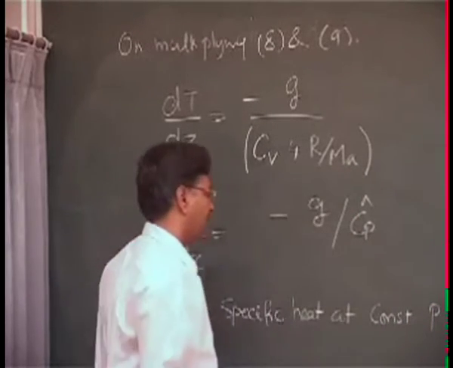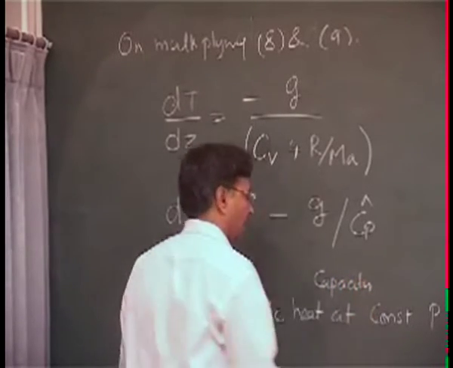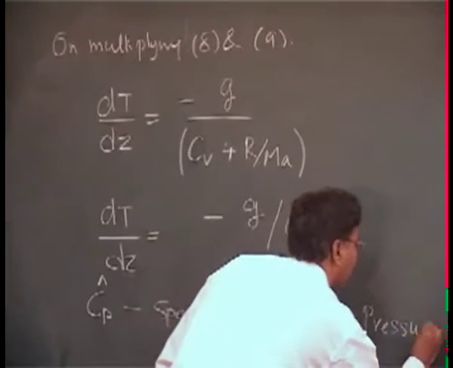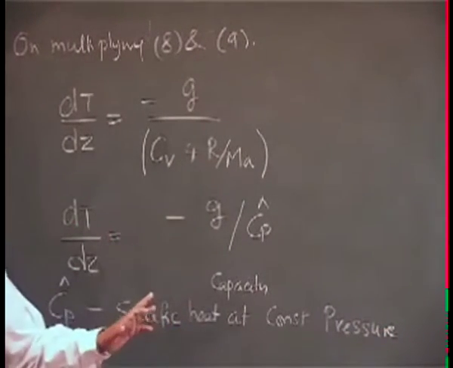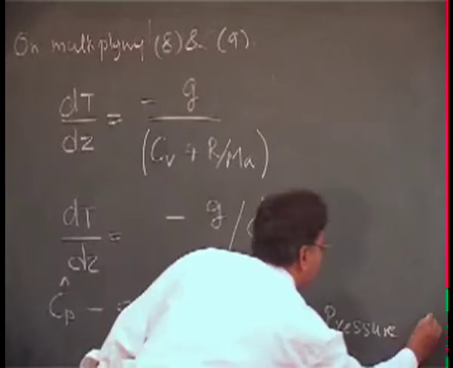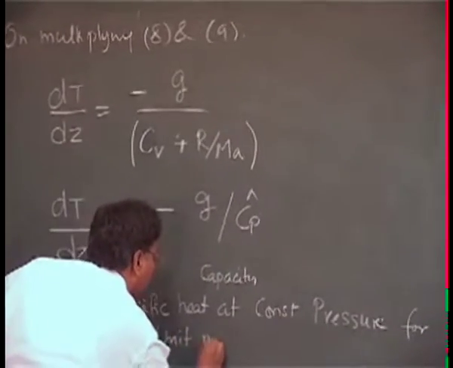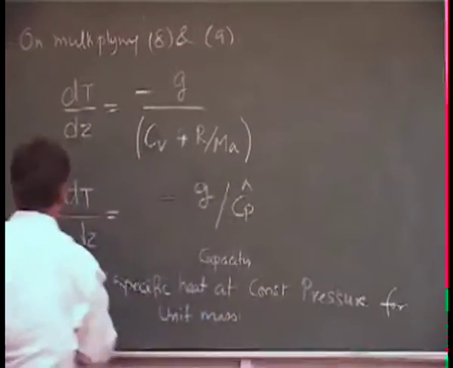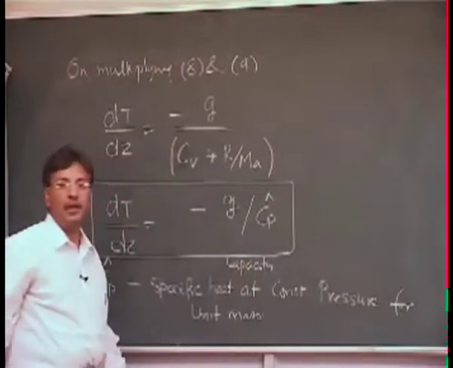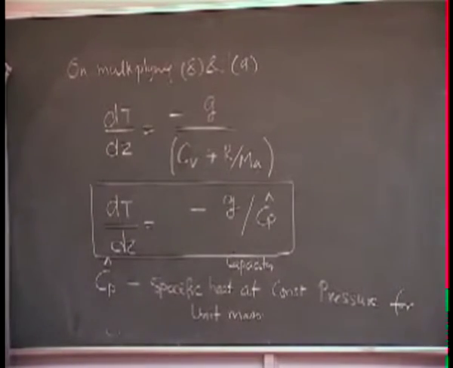Or should we say specific heat capacity at constant pressure. Complete the sentence: constant pressure for unit mass. Okay, excellent. Great relationship, and we are going to use it consistently many times in coming lectures, and this is a very important thing we came up with.